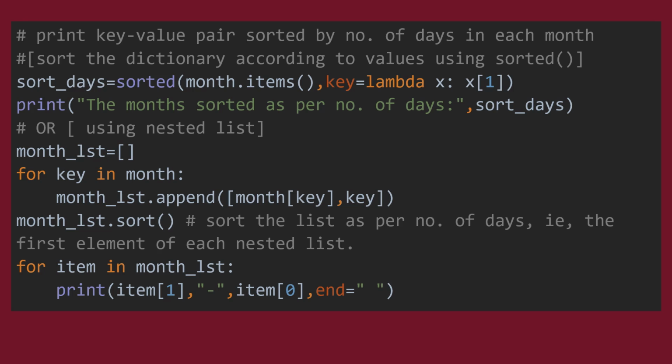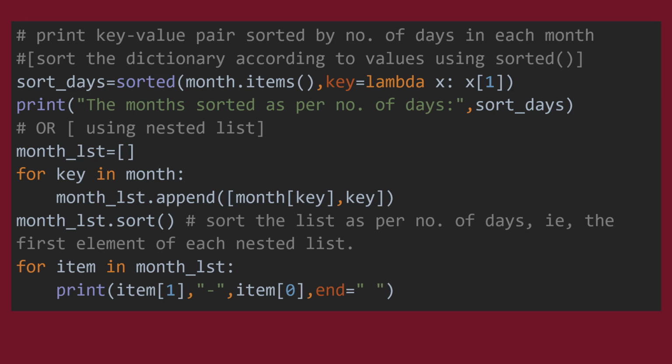So whatever is the output of this function, you can store it in a variable, let's say sort_days. This will give you the dictionary sorted as per the values, that means the number of days, that you can print. Okay, this is one way, and another way is I have just used a nested list.